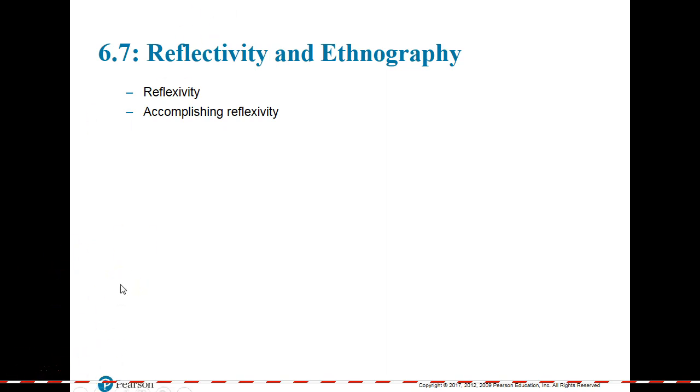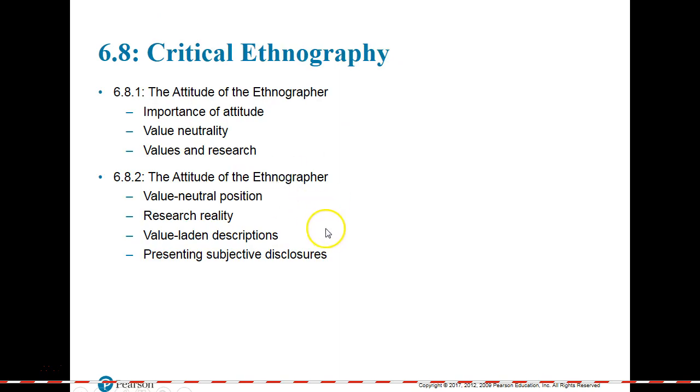And another method along these lines of reflexivity is what we're going to talk about next. And this is your critical ethnography.